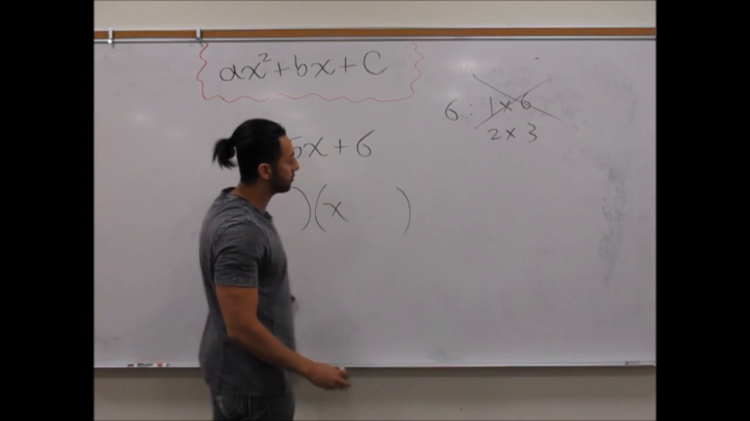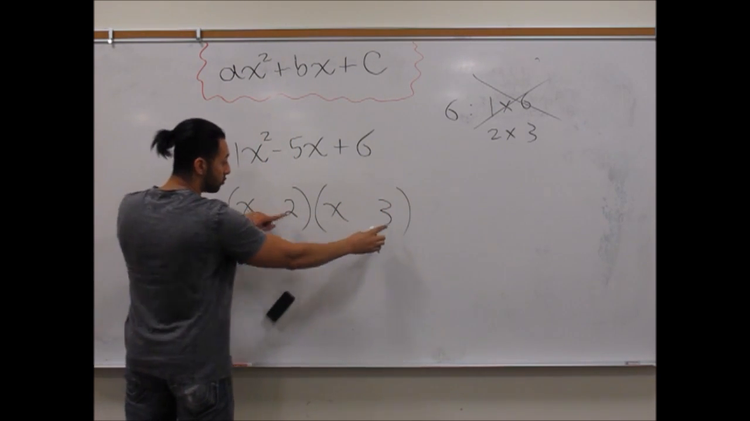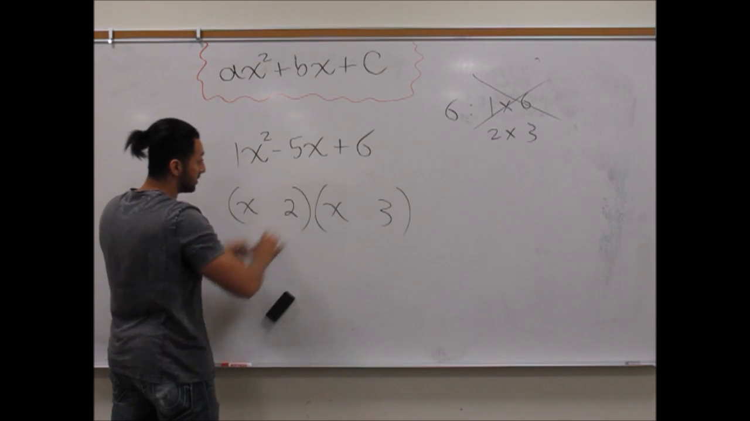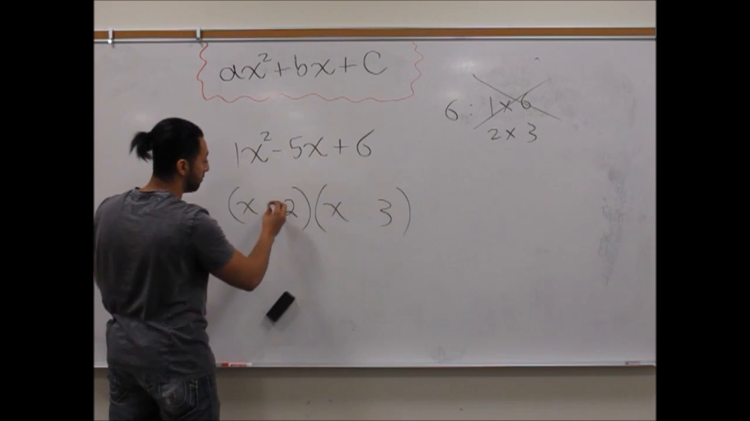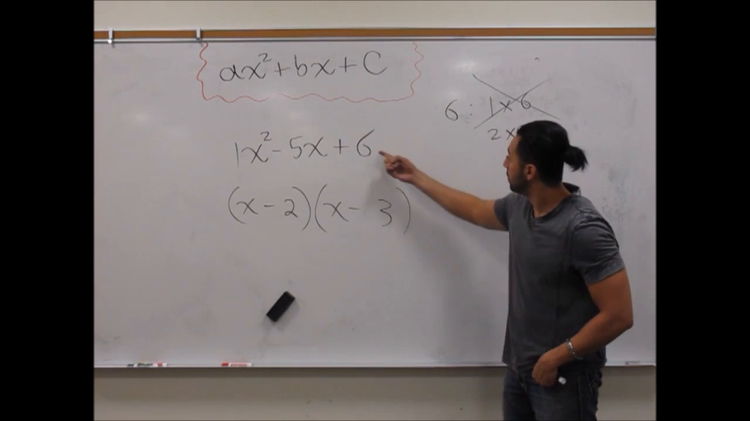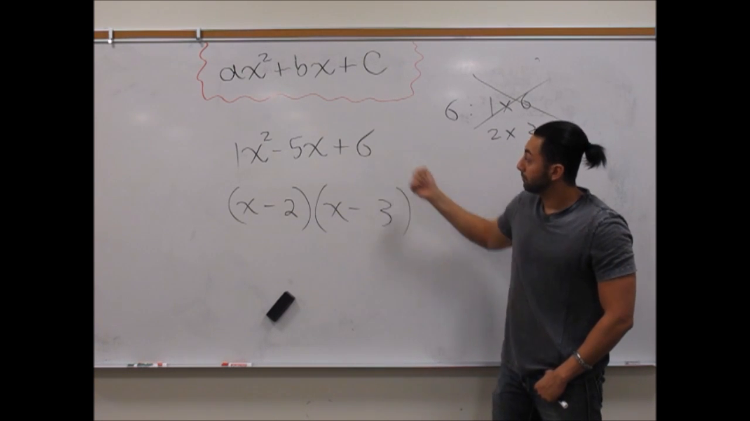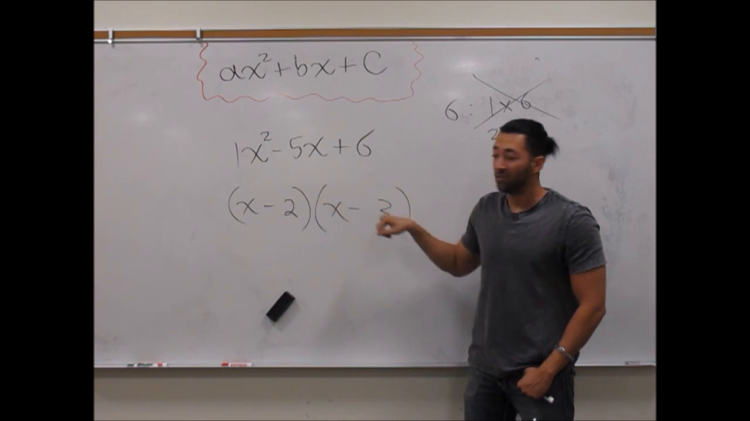Now let's go with the 2 and 3 combination. We'll put a 2 here and a 3 here. We know that 2 and 3 would give me 6, but since this guy is negative, I know they both have to be negative, right? Because we said multiplying two positives would give you a positive, or multiplying two negatives would give you a positive. But the middle term's negative, so I made them both negative.